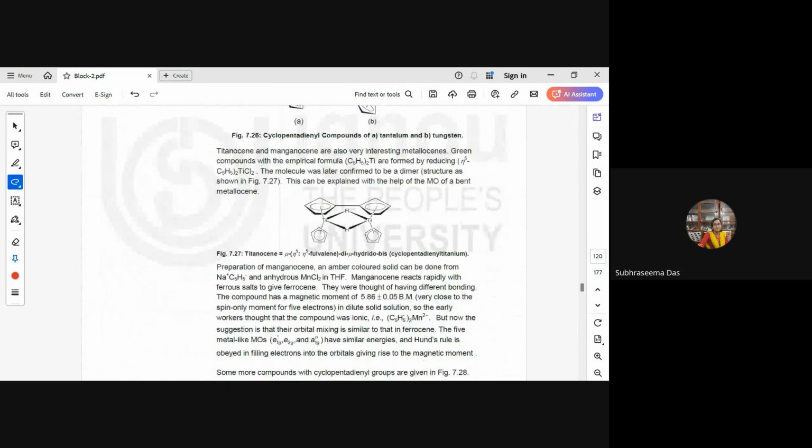Titanocene and manganocene are shown in figures 7.26 and 7.27. These are also very interesting metallocenes. Titanocene, C5H5 bound to titanium, was formed by reduction of this compound, and the molecule was later confirmed to be a dimer. This is the structure obtained for titanocene.